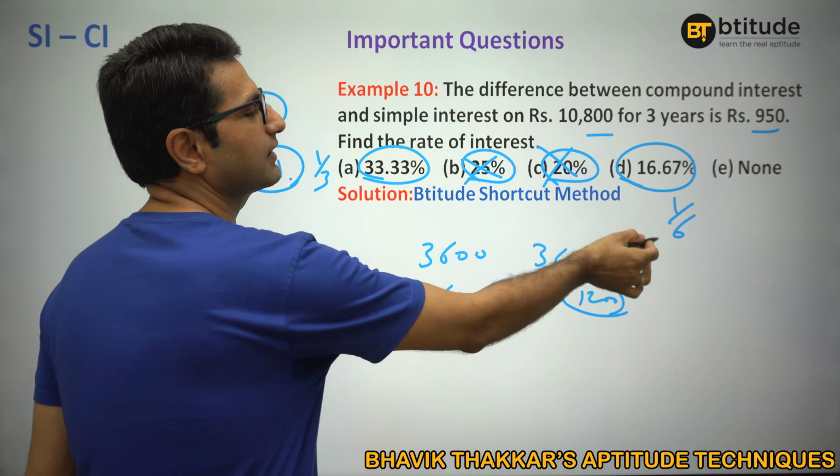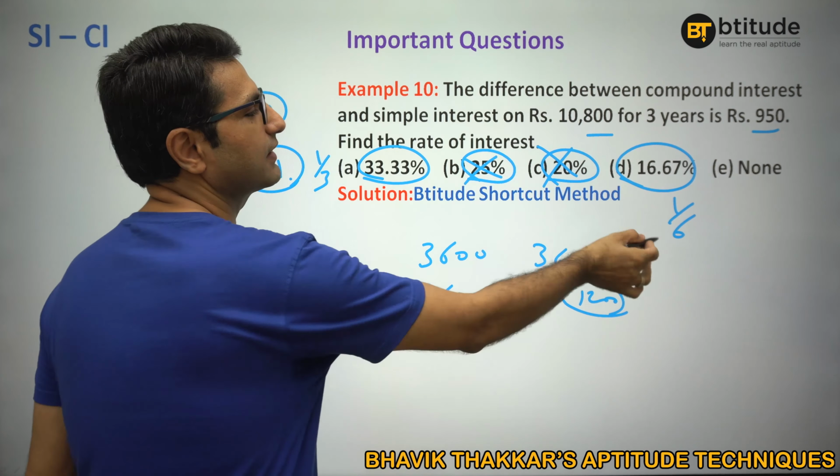Let's try. If the interest rate is 1/6, principal is 10,800. So 1/6 of it would be 1800. So simple interest will always be 1800. But CI, on the other hand, first year it would be 1800. But next year it would be 1800 plus 1/6 of 1800, which is 300.